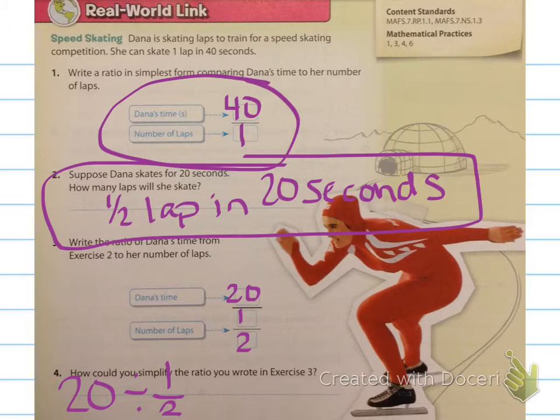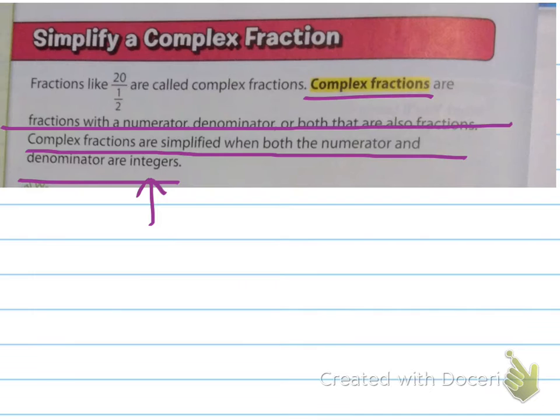So how could you simplify the ratio that you wrote for exercise 3? And we're going to see a definition for that in just a moment. But basically they're wanting us to divide the 20 divided by 1/2 so that we come up with whole number integers, that we're not dealing with fractions in a fraction.